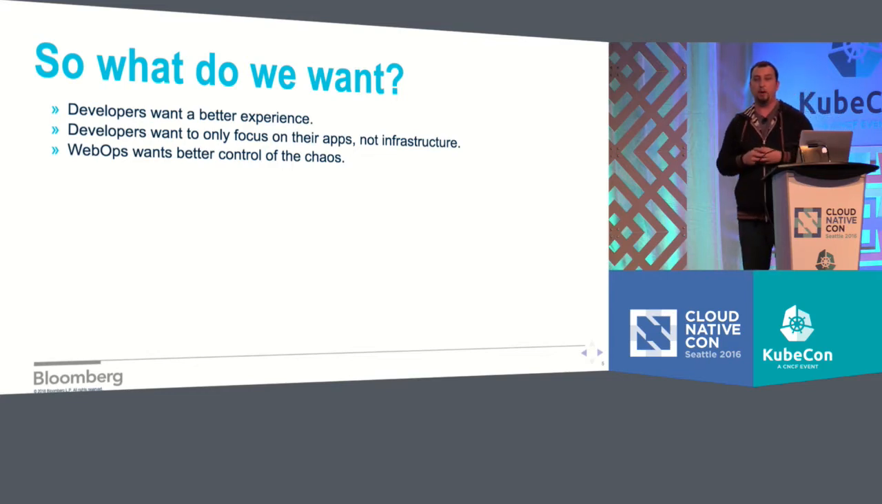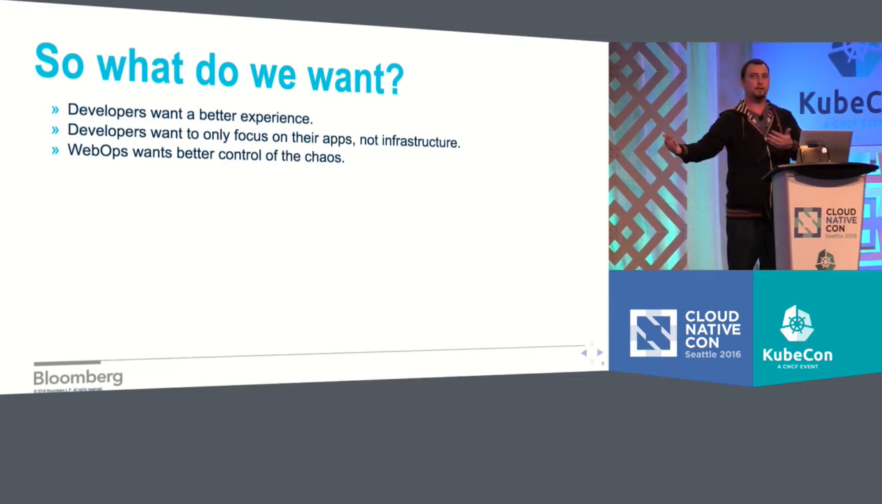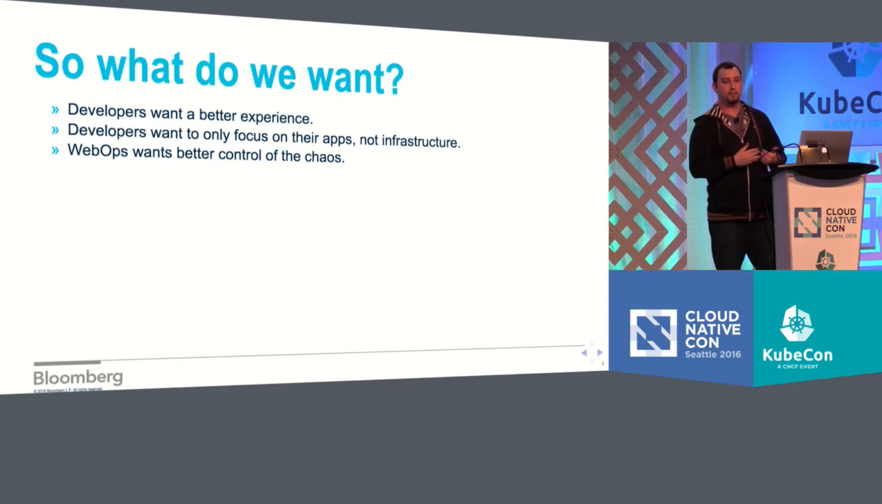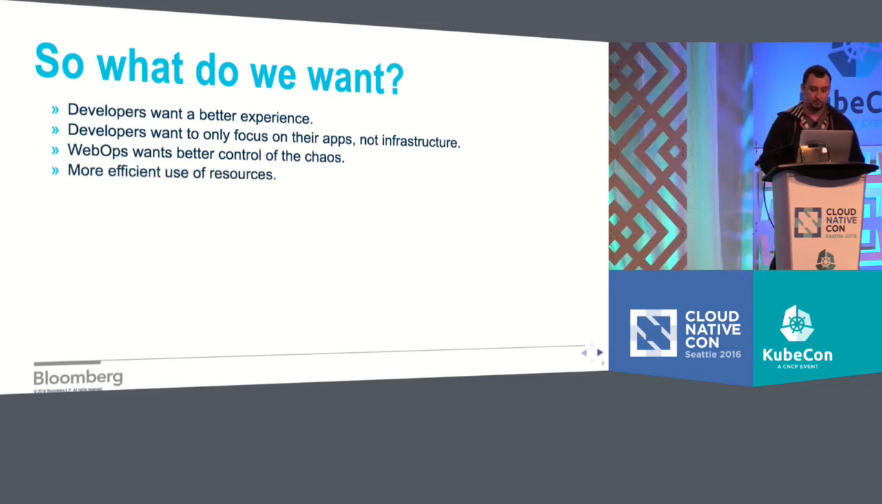We, as a team, want better control of the chaos. So we want a much more standardized method for deploying these infrastructure services. We want to set up the servers, and we want to take more control away from the developers where they don't necessarily need or want that control. A lot of developers don't want to mess with the infrastructure. Why should we force them to?